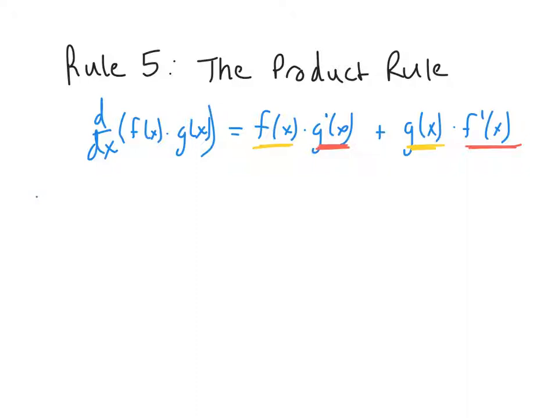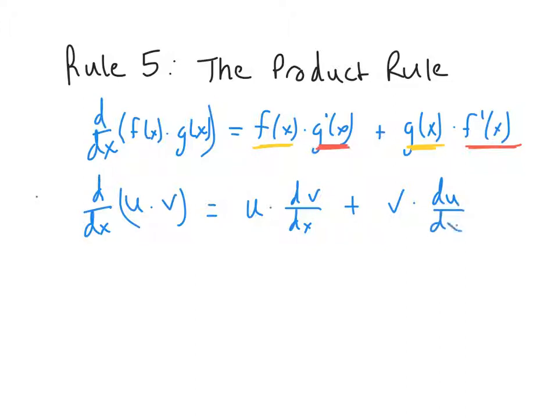Okay, there's of course a second way of writing it, and again, this is just a notation thing, so one might make more sense to you. I'm going to go ahead and do it just for the practice. Derivative of some function u times some function v is going to be u times dv/dx plus v times du/dx.